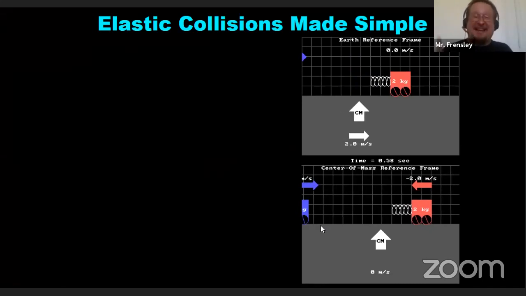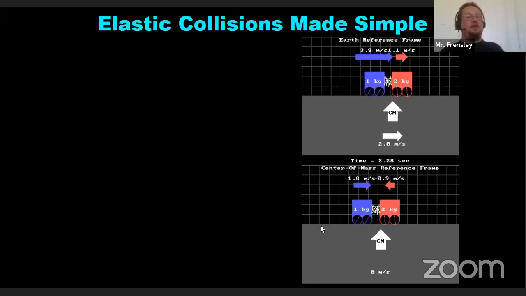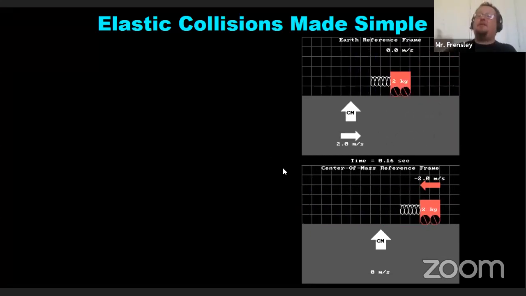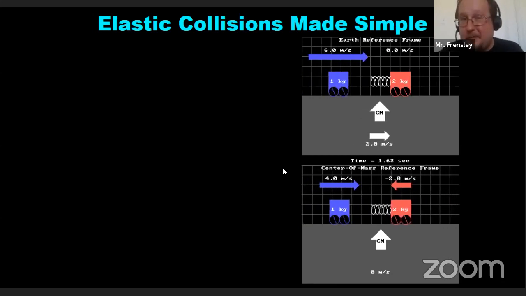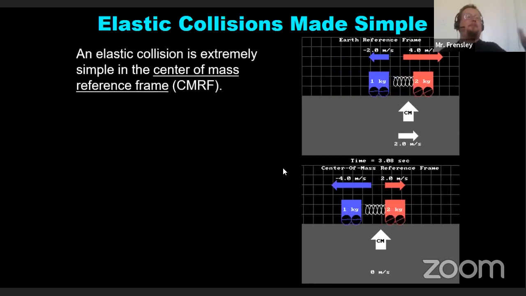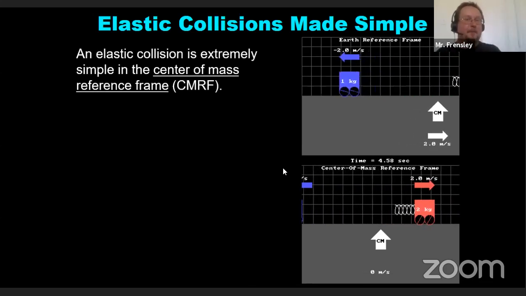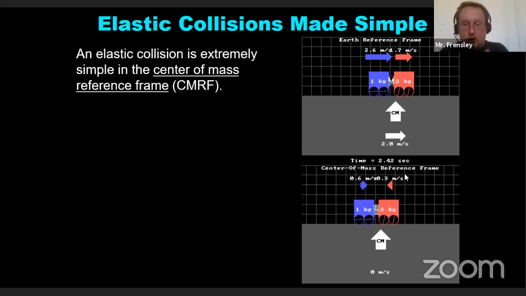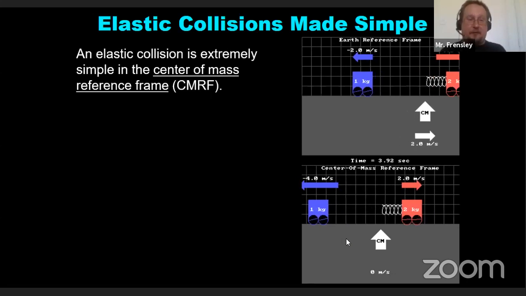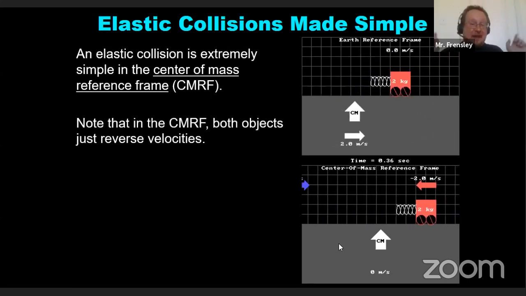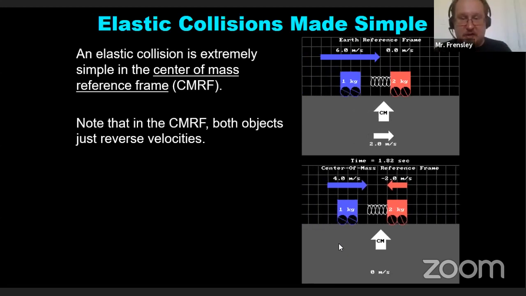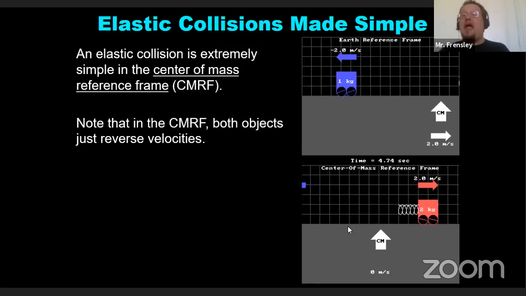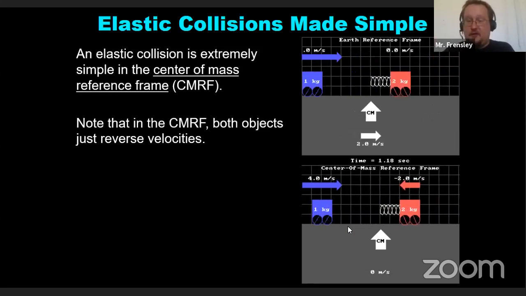Down here, it's the exact same collision, but in a different frame of reference. It's in the frame of reference as if you were walking along with the center of mass of the two-cart system. So an elastic collision is extremely simple if we watch it while walking along with the center of mass. Look carefully at what happens in the center mass reference frame, which I call the CMRF. In the center mass reference frame, these two objects just switch their velocities. Watch as the blue goes from right 4 to left 4 meters per second, and the red goes from left 2 to right 2 meters per second.